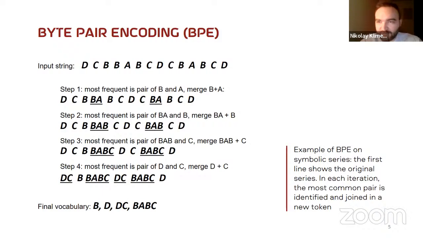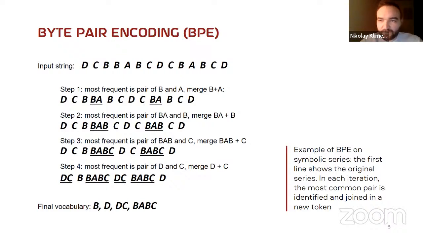One of the algorithms used in natural language processing is called byte pair encoding. It's a pretty old algorithm. It was developed in 1994, but it's still widespread and utilized in modern models like GPT-3 and so on. It's a very simple algorithm.